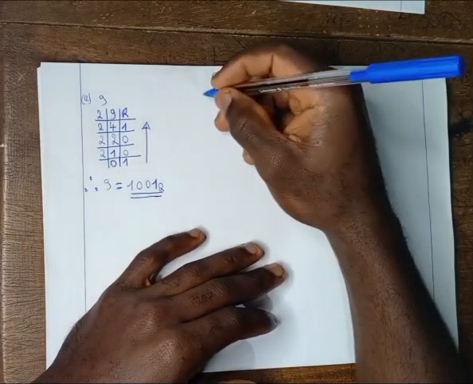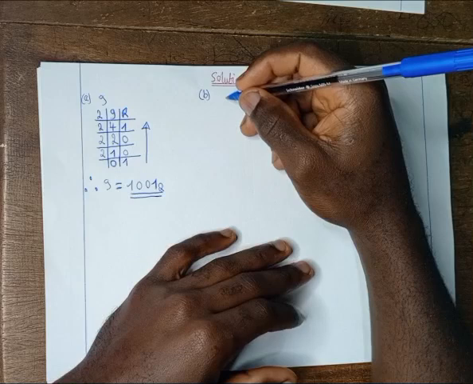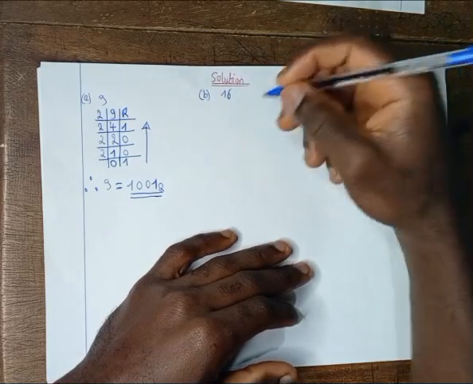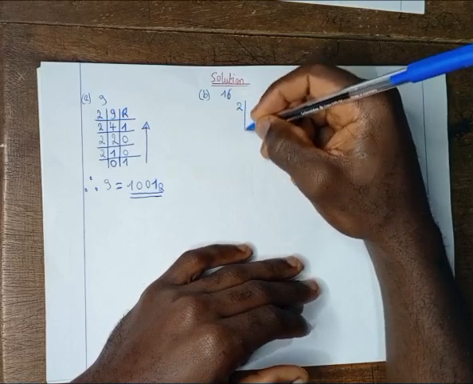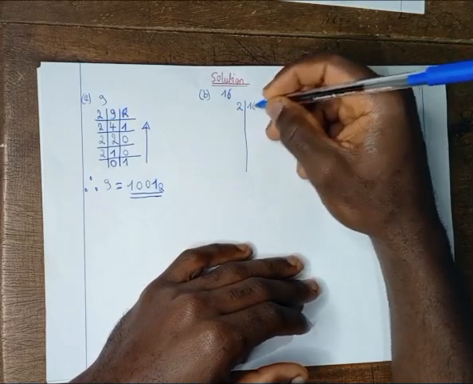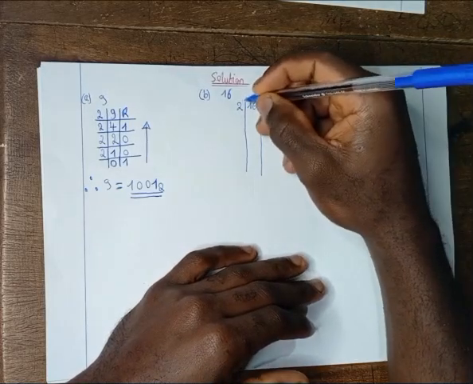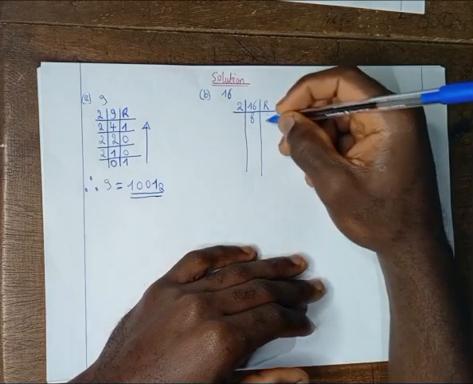Next, question B. We have the number 16. We are going to repeat the same procedure. 2, 16. Then here for remainders. 16 divided by 2 gives us 8, remainder 0.